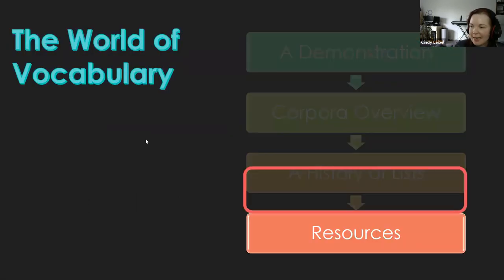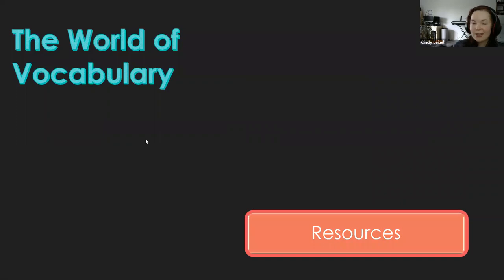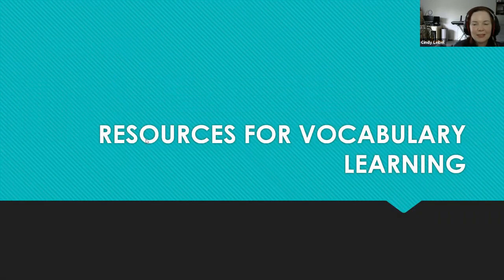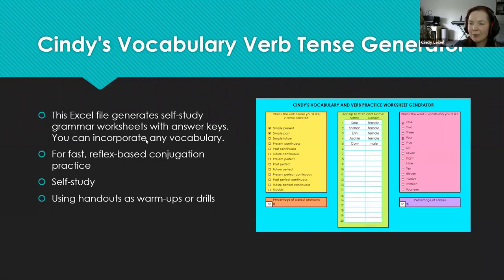Now, this brings me to the last section of my lecture, which is resources. So what are some online resources that students can use to learn vocabulary and that you can use to help them? So the first thing is an Excel sheet that I have made.